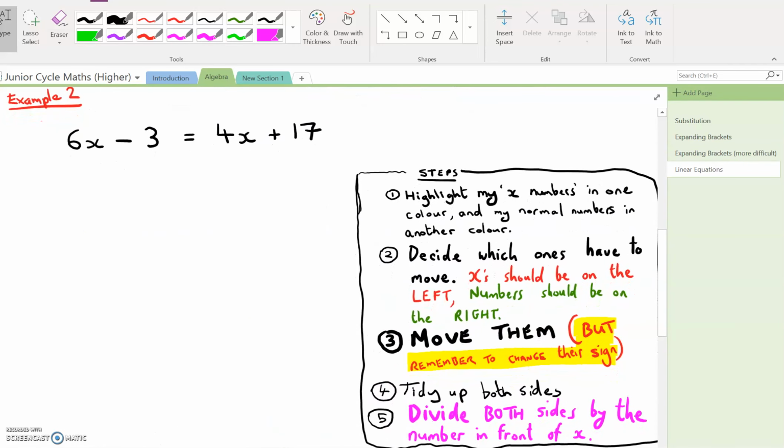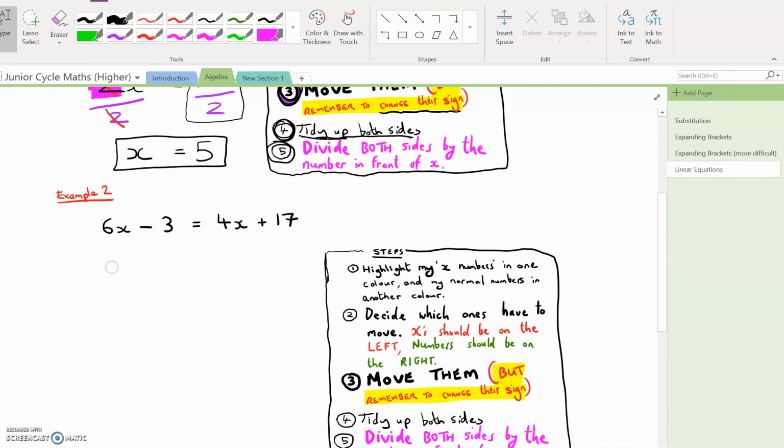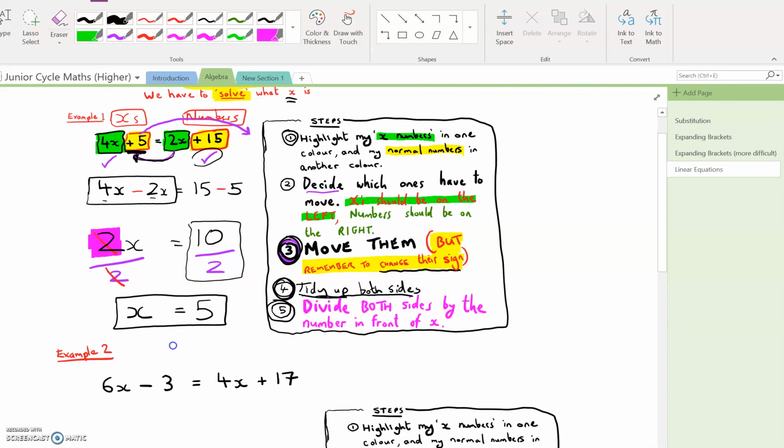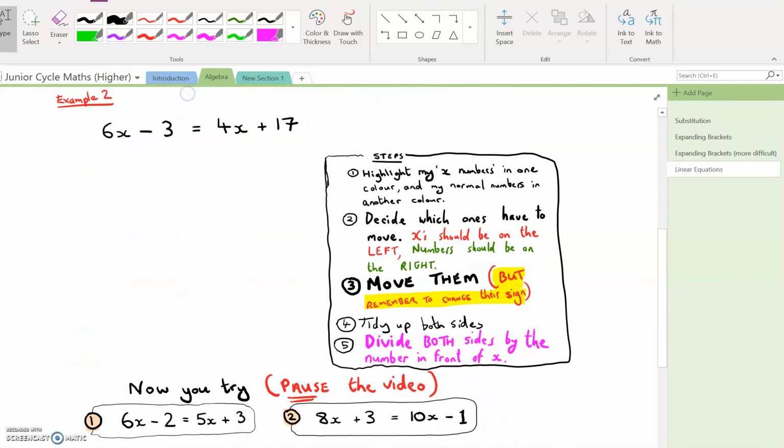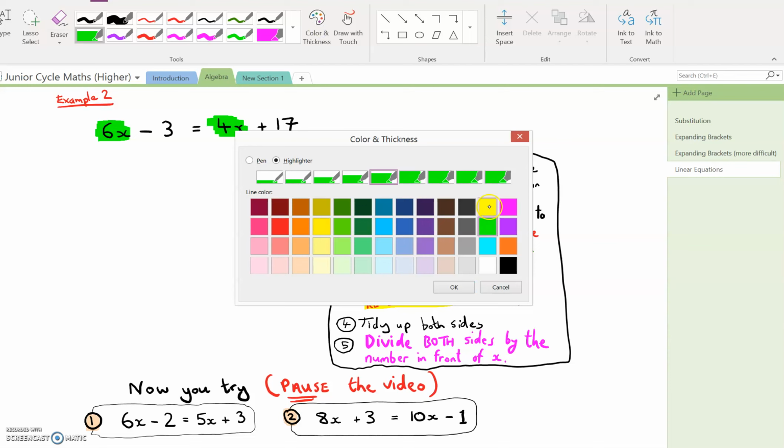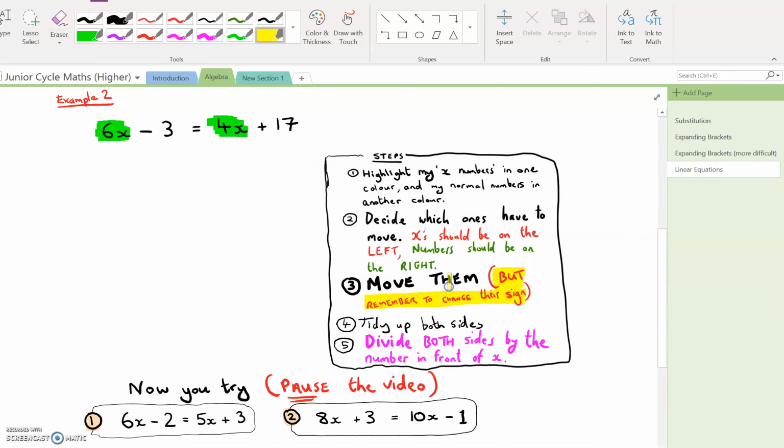So here's another one. What's our first step? Highlight my x numbers in one color and my normal numbers in another color. What did I do the last time? What was my x colors in? They were green and my normal numbers were yellow. So why not keep it that way? X numbers in green, normal numbers in yellow. Remember to highlight the sign in front of them as well, because that's connected to them. The sign in front. Okay, I've done step 1.